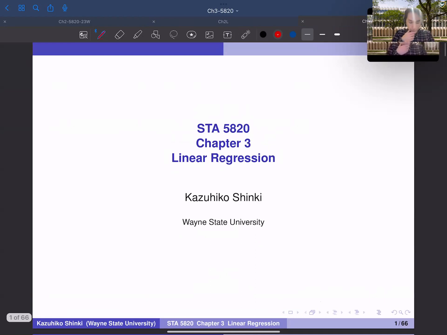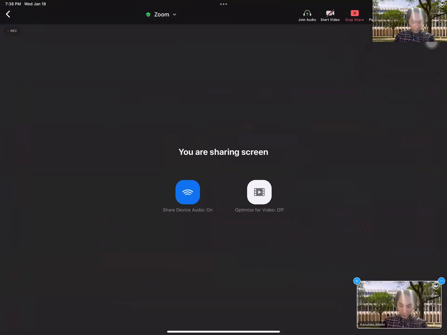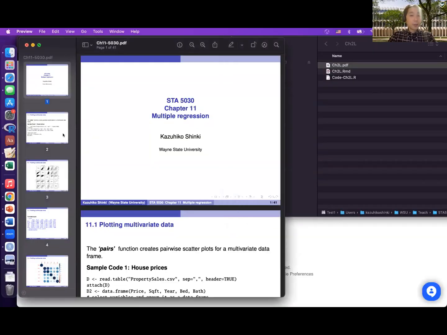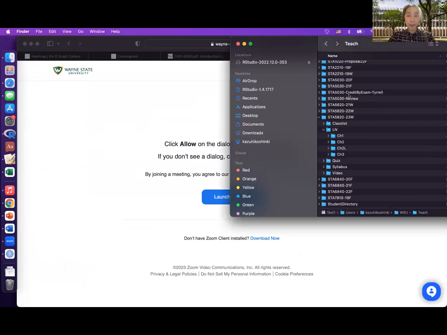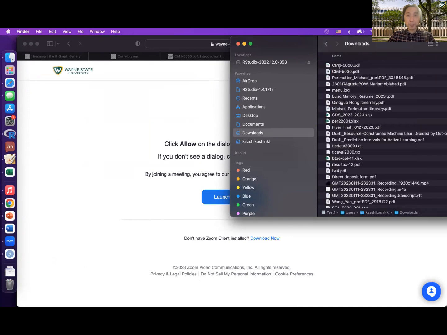Okay, so maybe we don't really go into chapter 3, but maybe we review chapter 6 and chapter 11 of the book. We just want to review chapter 6 and chapter 11 of 5030 so that we can review the materials.